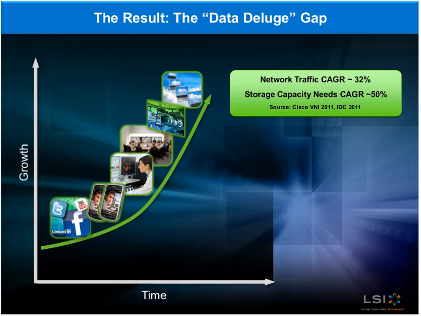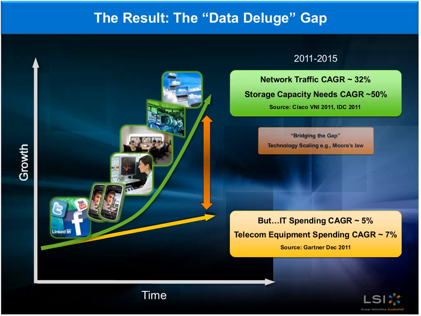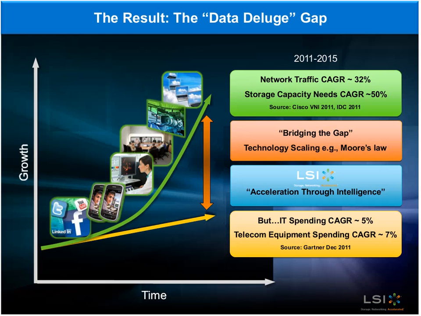At LSI, we call this volume and velocity and variety of data the data deluge gap. And there are a couple of very identifiable gaps. There's the network traffic compound annual growth rate at about 32%. So that's more people being on the internet, more business-to-business transactions being served and processed. And the storage capacity needs continue to grow at about 50% year over year.